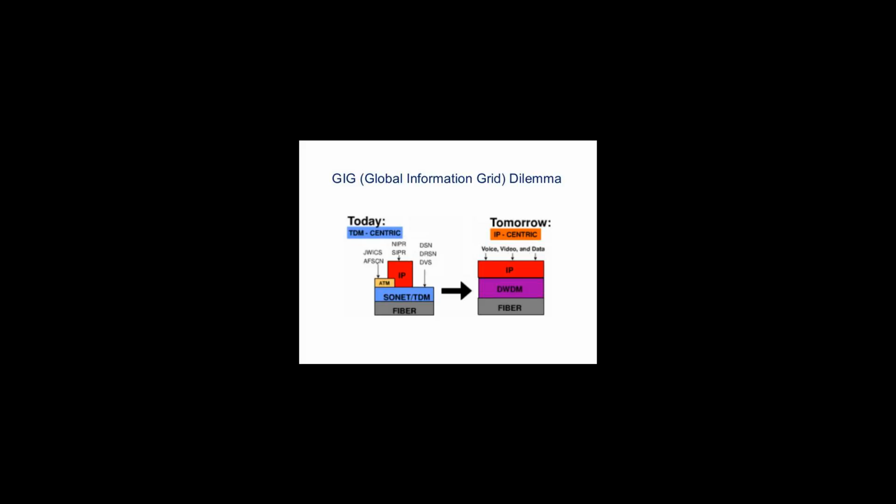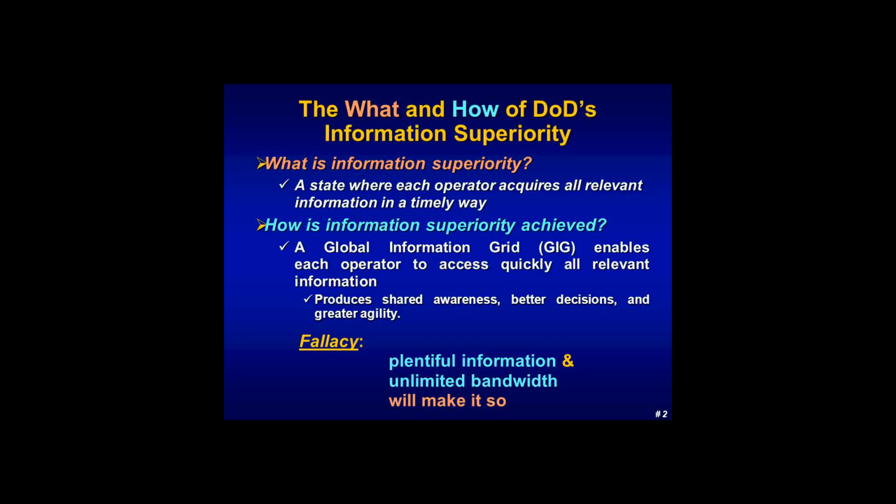Quote, "The GIG includes owned and leased communications and computing systems and services, software, including applications, data, security services, other associated services, and national security systems. Non-GIG information technology, IT, includes standalone, self-contained, or embedded IT that is not, and will not be, connected to the enterprise network."